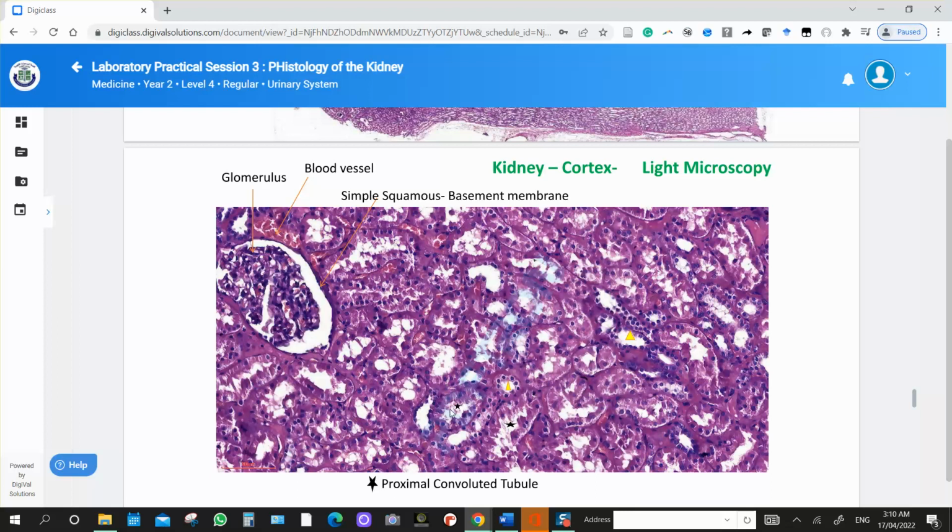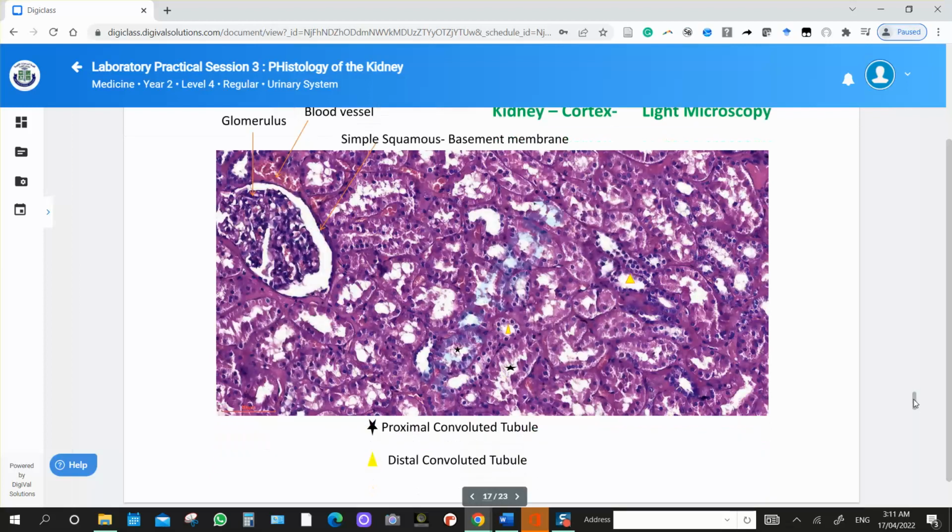How to identify PCT? If it has a brush border, it has this hazy appearance, it is not clear, this kind of appearance. Here in this picture, the star is mentioned over here. Okay, so just look for any lumen which is hazy, not clear. So that is PCT, proximal convoluted tubule. The epithelium lining will be simple cuboidal epithelium with brush border.